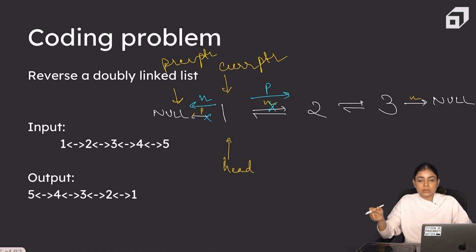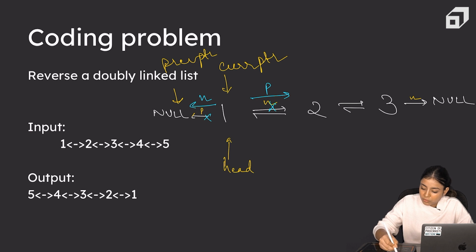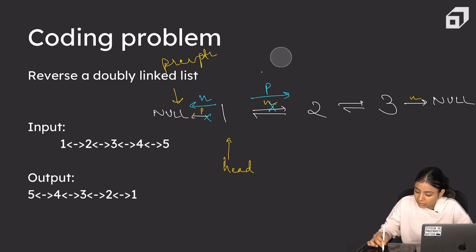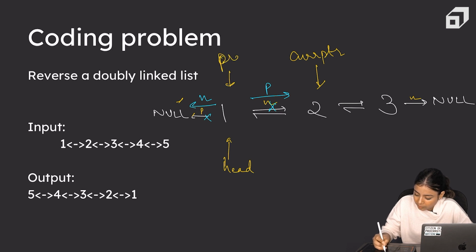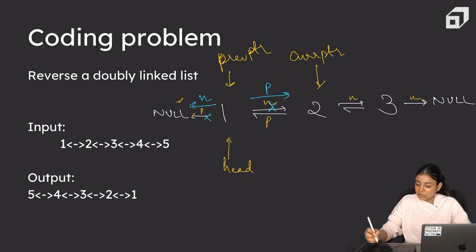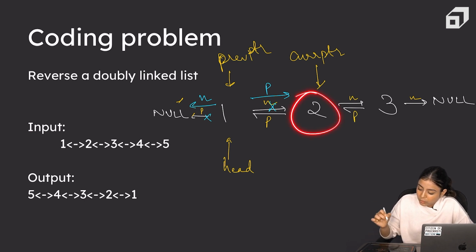Now I need to move to the next node. So what I do is I will move my current pointer to its previous, and I'll move the previous pointer to current pointer's previous, which is this. Right? 2's previous is 1 and its next is 3. Alright, so now we inverse the links for 2.